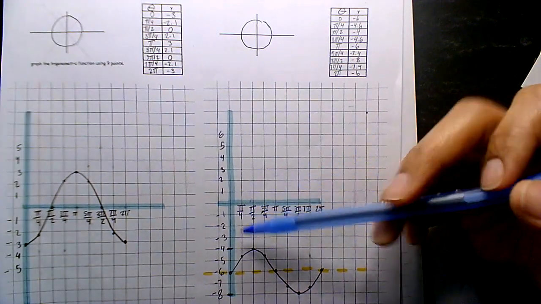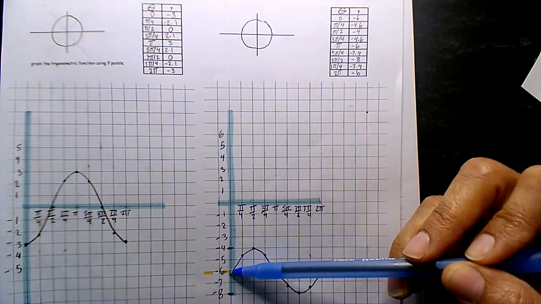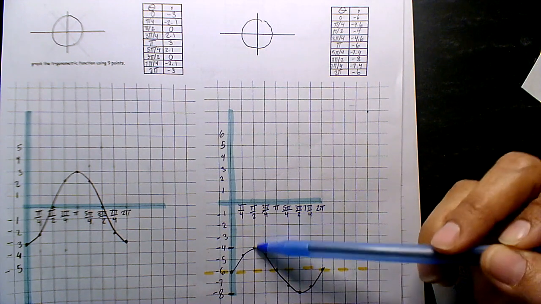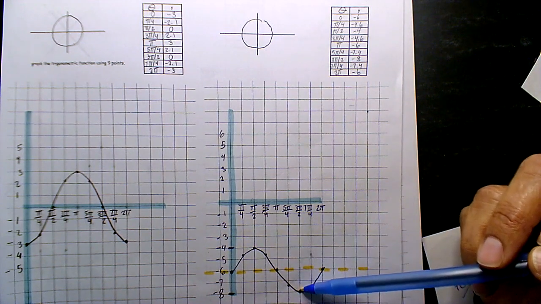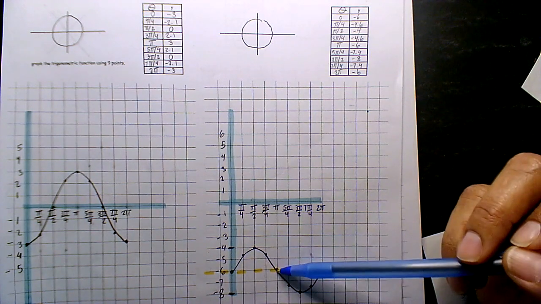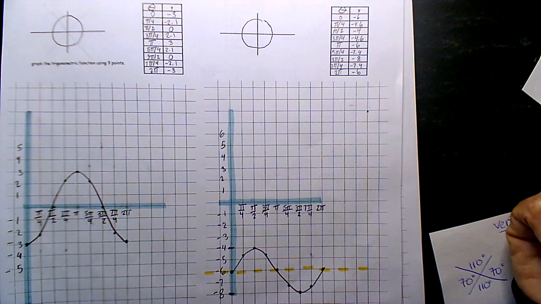And so there's my -6, there's my vertical shift. My amplitude is 2. So what's -6 plus 2? -4, that's my max. What's -6 minus 2? -8, that's my min. So your amplitude gives you your max and your min according to your vertical shift, your D value. And then you just oscillate.